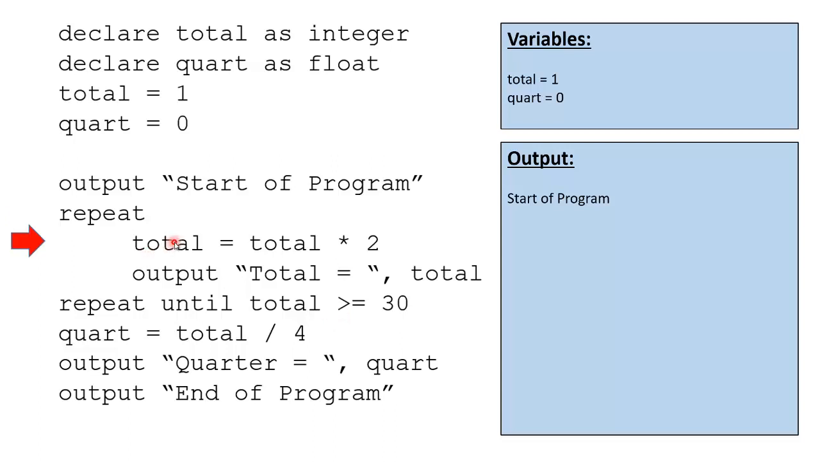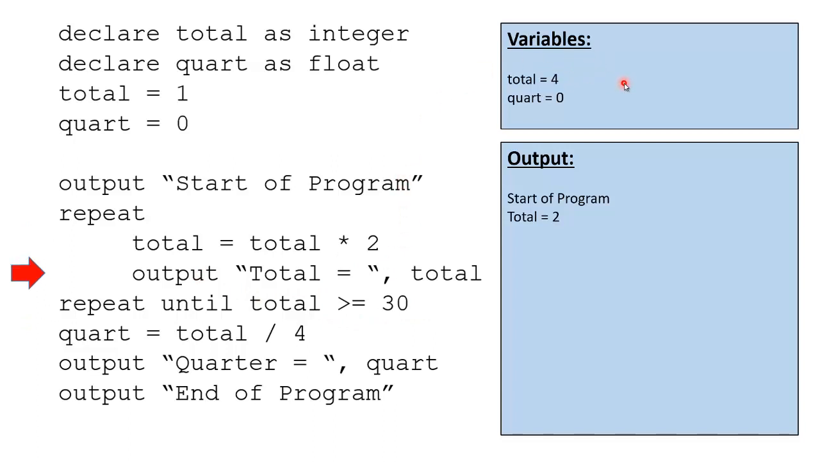So next line down, total is now going to become total times 2. So total is currently 1, so if we times it by 2, it's obviously changed to 2. Our next line down says output total space equals space followed by the total. So I've output total equals 2 because that's what's stored in our variable. Repeat until total is greater than or equal to 30, and it's not, so we're going back up to the top, and total is now going to become total times 2. So total is now going to become 4.